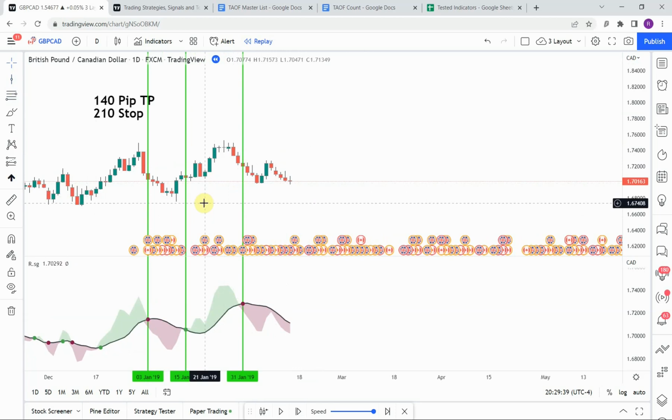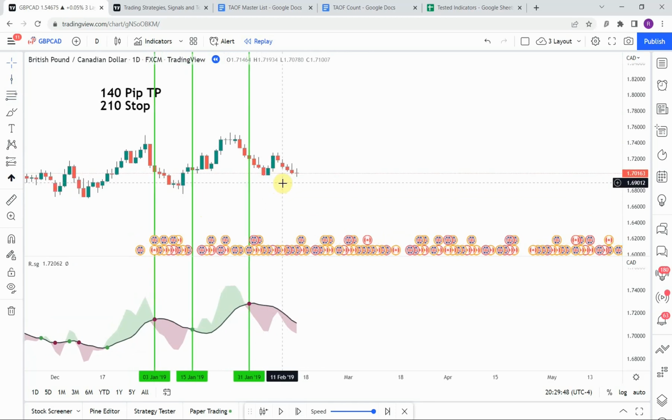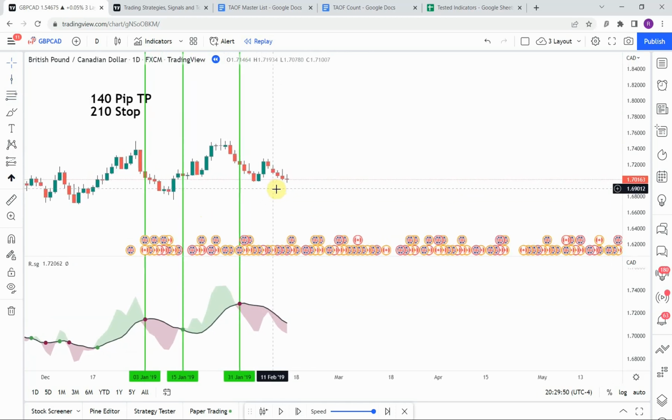And we pick up another short signal right here, another maroon dot. Enter here, and another nice push to the downside, which does come down and gets us to our take profit once again. Let's go ahead and continue on.